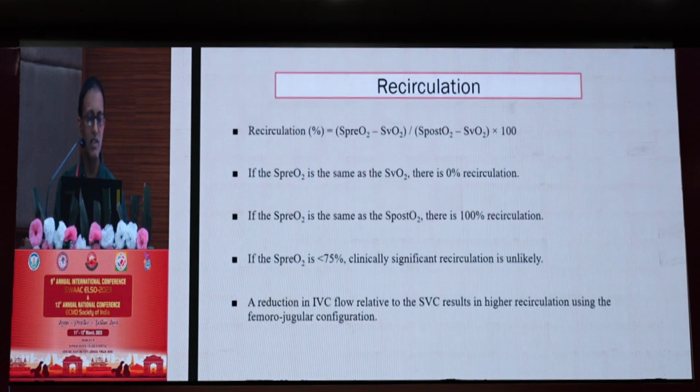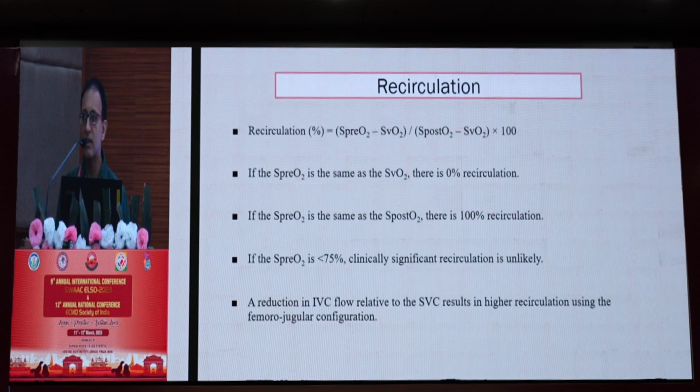So coming to the recirculation part. Recirculation is calculated as pre-oxygenator saturation minus SvO2 divided by post-oxygenator saturation minus SvO2, times 100. If the pre-oxygenator saturation is the same as the SvO2, there is 0% recirculation. And if it is the same as the post-oxygenator saturation, there is 100% recirculation. If the pre-oxygenator saturation is less than 75%, clinically significant recirculation is unlikely.